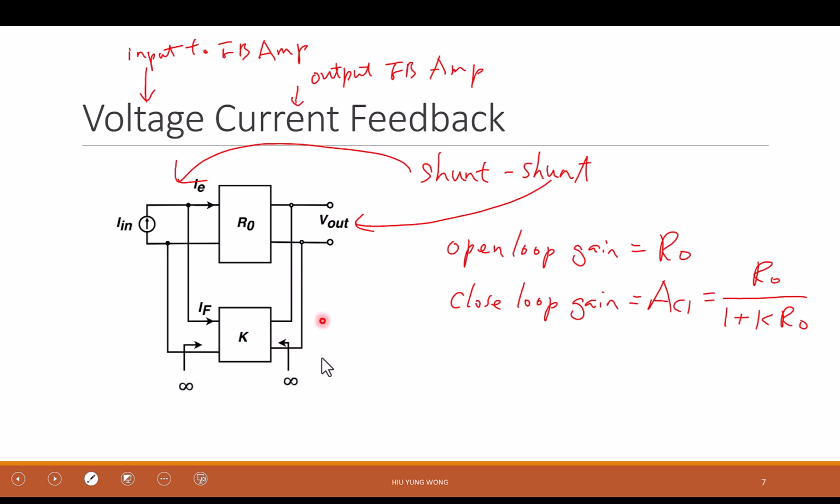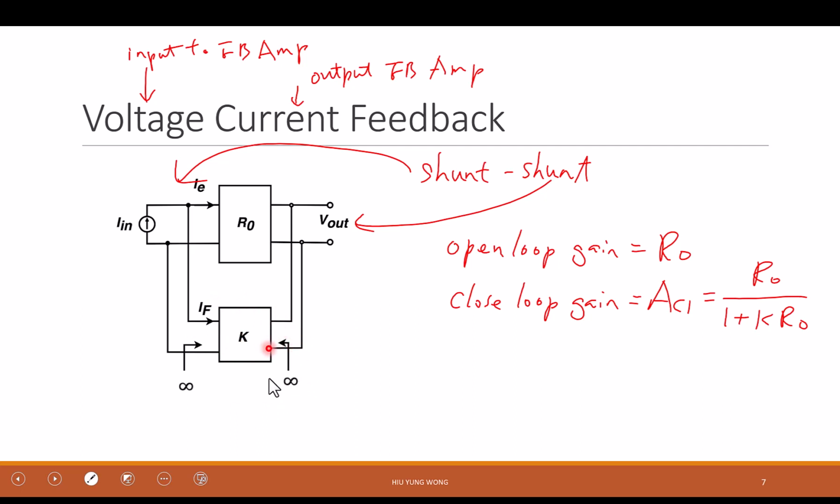Because the input to the feedback amplifier is the voltage, and the output from the feedback amplifier is the current. When we're talking about feedback, we care about the feedback amplifier. So when talking about voltage current, remember to look at this. I repeat it many times already. Don't mess up in your midterm, in your final.